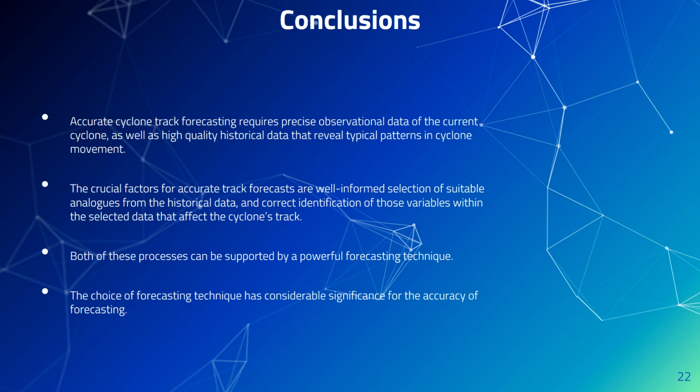The conclusions: accurate cyclone track forecasting requires precise observational data of the current cyclone, as well as high quality historical data that reveal typical patterns in cyclone movement. The crucial factors for accurate track forecasts are well informed selection of suitable analogs from the historical data and correct identification of those variables within the selected data that affect the cyclone's track. Both of these processes can be supported by a powerful forecasting technique. The choice of forecasting technique has considerable significance for the accuracy of forecasting.